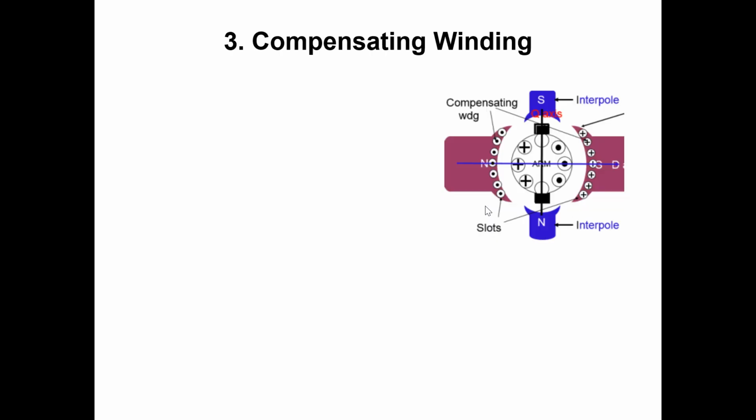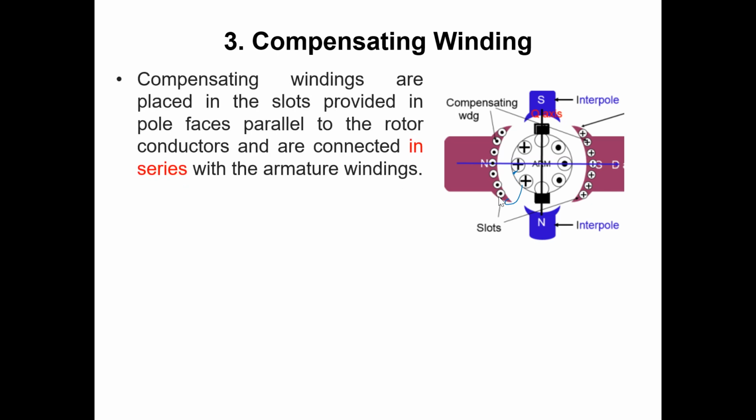And another technique is compensating winding. Compensating windings are the windings which are placed in the pole face. See here, which are placed in the pole face and connected in series with armature winding. That means these windings are connected in series with the armature winding in such a way that they can reduce the armature current. If armature current is reduced, then armature flux will be reduced. Armature flux reduced means we are able to reduce the commutation problem. We are able to improve the commutation.